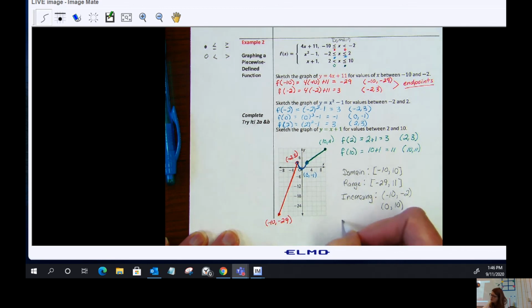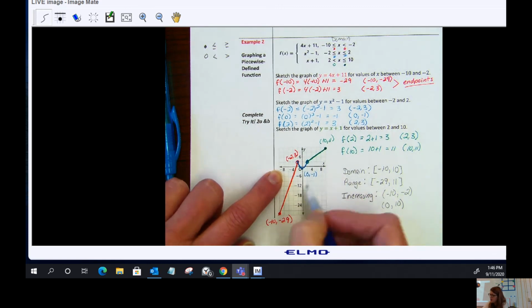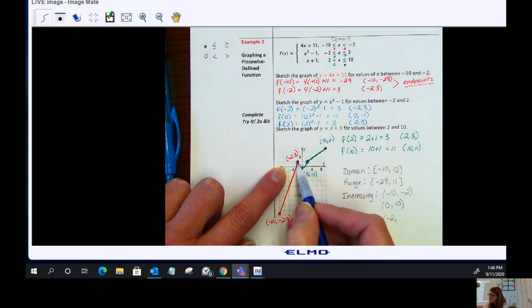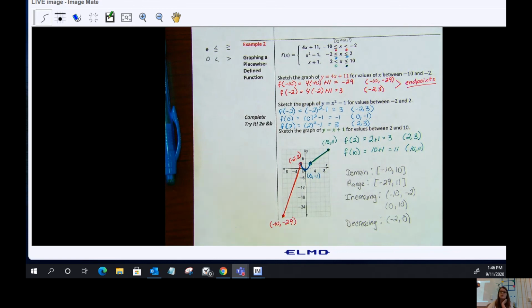And now let's look at decreasing intervals. So decreasing intervals, we have one area of this graph where it's decreasing. So that's right here. So what's the x value where it starts? -2. So from -2 down to an x value of 0, my function is decreasing.